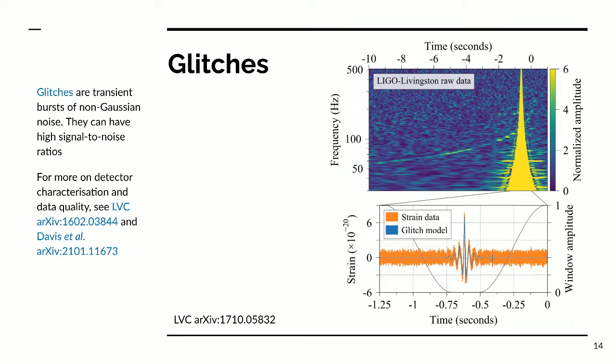Hi, I had a clarification about false alarm rate. So when we say false alarm rate, do we also take the trials factor into account? Because I had to deal with it once. Do we also take the number of templates we're using to search for the signal into account?